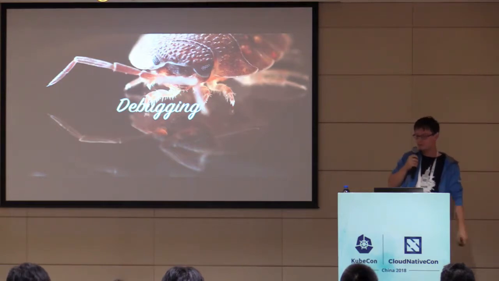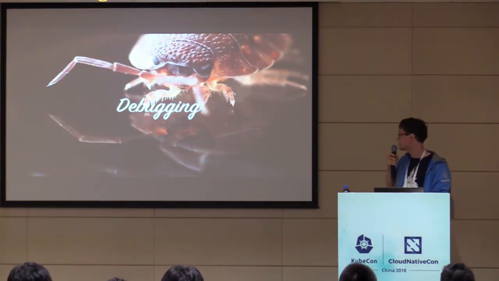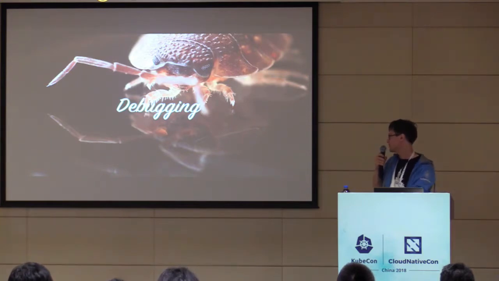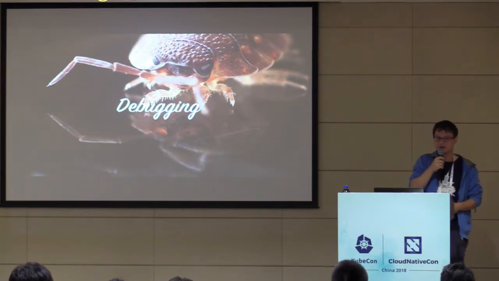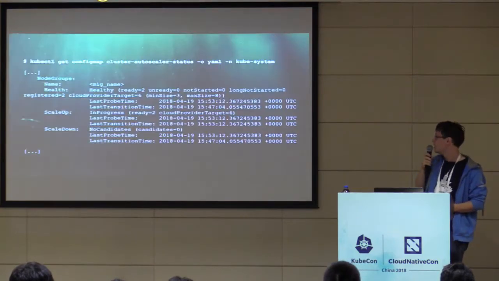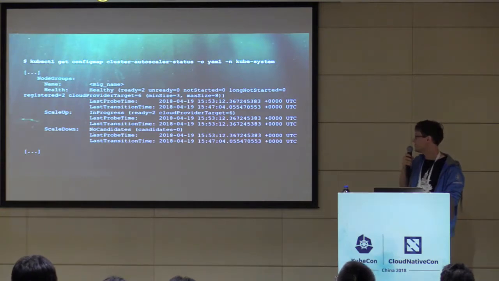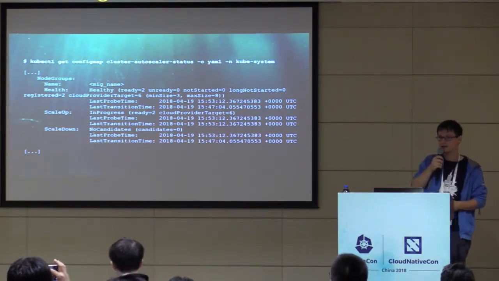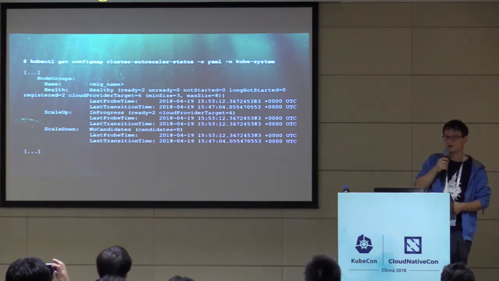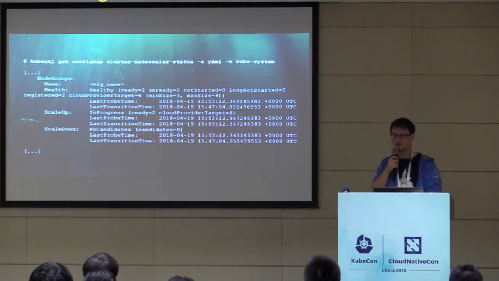And with all of that, it's actually quite a complex thing. So I have a section about how to see what's going on with Cluster Autoscaler and how to debug it. The first thing is the Cluster Autoscaler status config map. It's automatically written and refreshed by Cluster Autoscaler, and it gives you the current status of your cluster as perceived by Cluster Autoscaler.